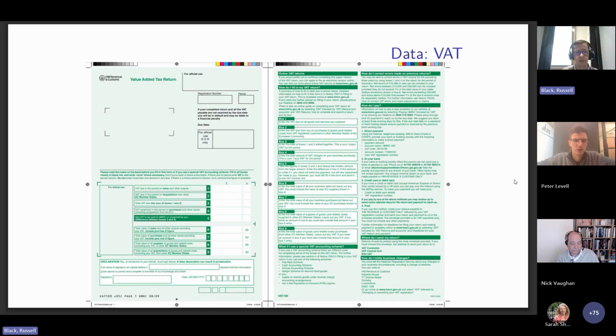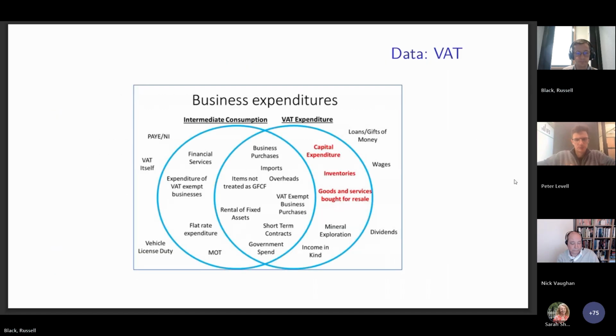Let me skip to this. This is the key diagram here. The VAT form requires firms to report their total turnover and their total purchases. Their total purchases include all of their capital expenditure, all of the inventory they're building up, and all of their goods and services bought for resale. This is not what we want. For economic productivity, gross value added, we need a measure of intermediate consumption that excludes these things.